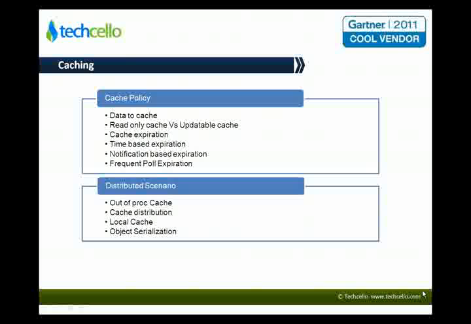So that's step one. You define a cache policy, and then you need to think about the distributed scenario that we saw in the beginning, right? You need to have an out of proc cache. You cannot have a cache that resides within the memory of your application. You need to have a cache distribution or a cache synchronization in place, so that if from machine A you change a cache, then it gets reflected in machine B, which is load balanced, right? So that's something that you need to take care of.